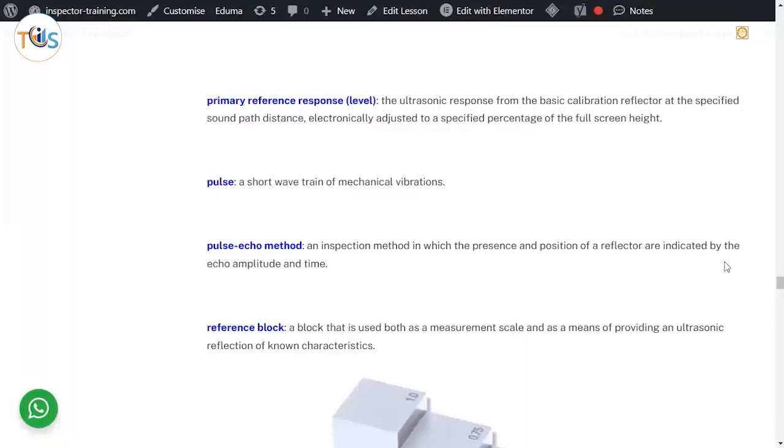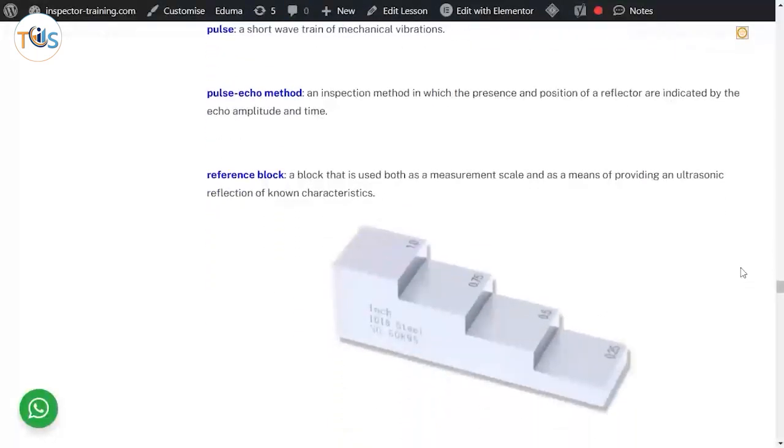Pulse is a short wave train of mechanical vibration, so you just give a very short wave train. That means you don't keep energizing it continuously. You energize the piezoelectric for just a split second, it gives the sound waves, and then at a known time you send another pulse. That's called the pulse echo method. That's where the name comes from.